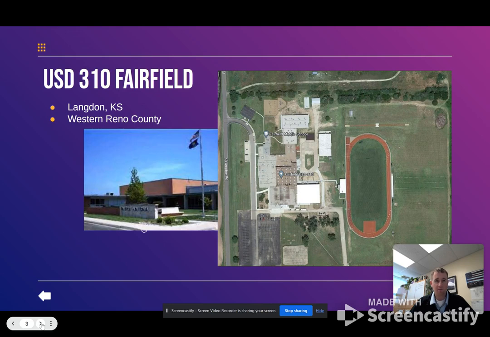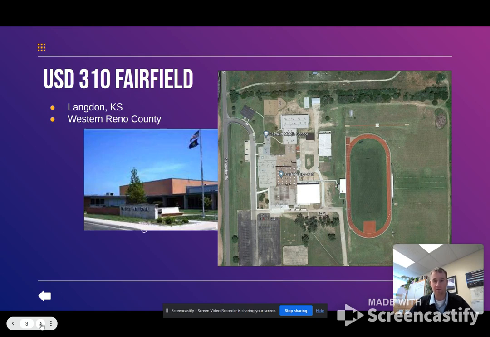USD 310 Fairfield, we are a small 8-man school in western Reno County, 1 mile north of Langdon, Kansas. And Langdon is pretty much a 4-way stop with blinky lights, our bus barn, a couple of houses, and a paint shop, and that is all that is about there. We are out in the middle of a field.